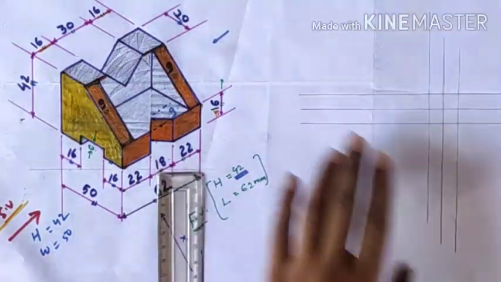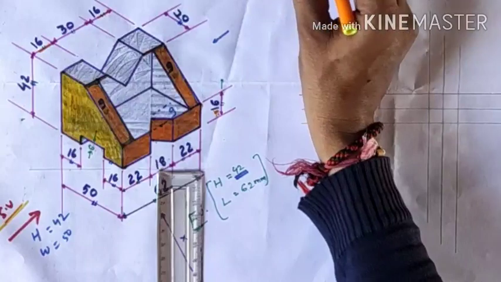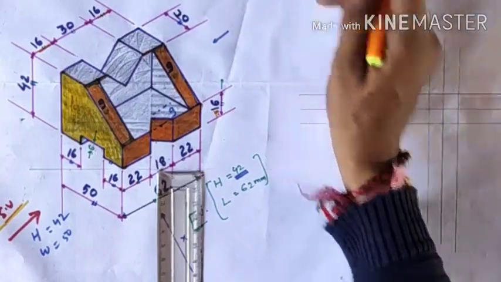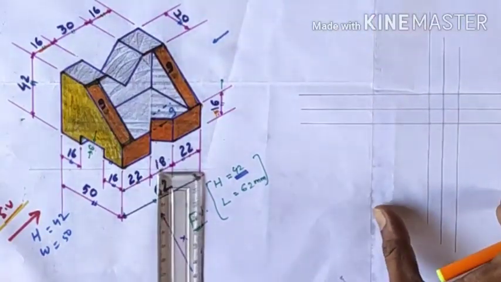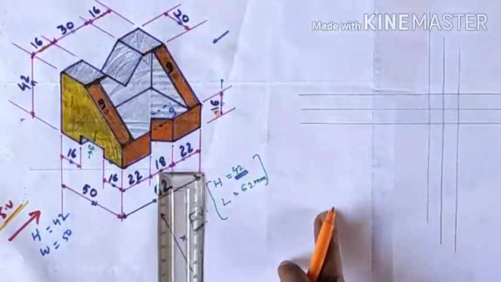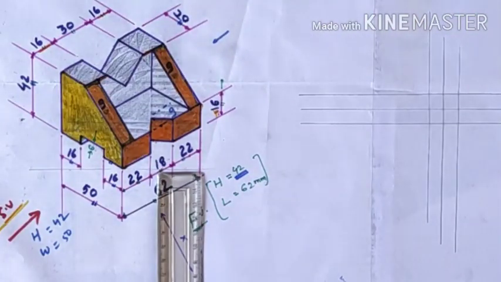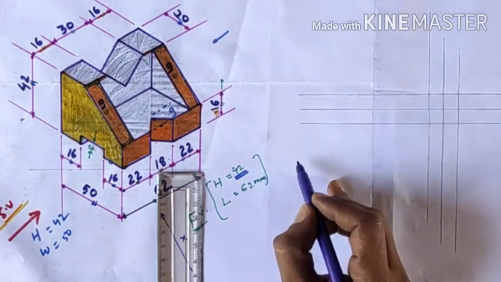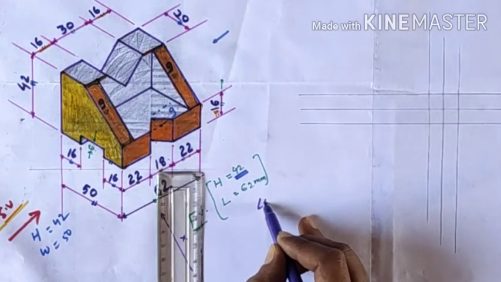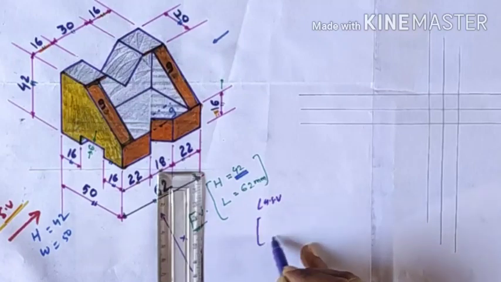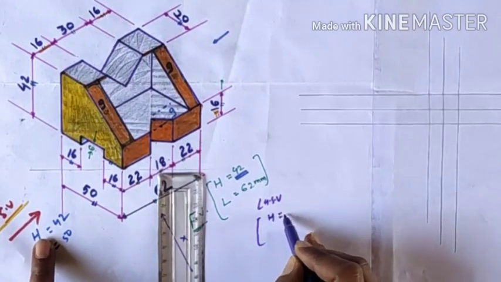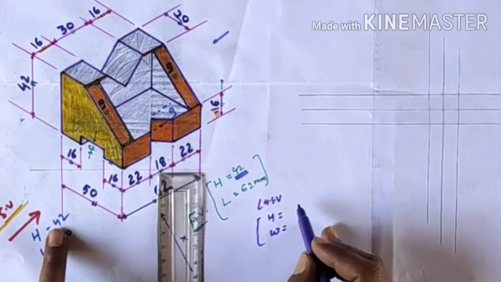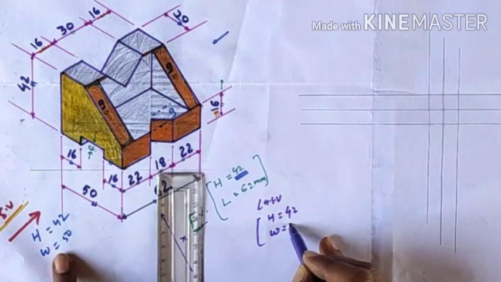So, clear, these views are always below the line, so always draw here. The left hand side view is here. Now we put the dimension of the left hand side view here. The dimensions are height and width. Height is 42 and width is 50.